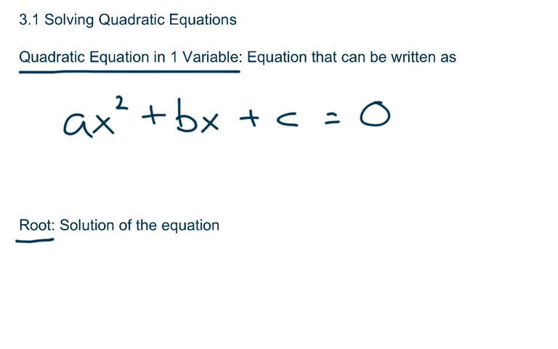For the majority of the chapter, we're going to be working with a quadratic equation in one variable. That's an equation that can be written as ax squared plus bx plus c equals 0. And the key here is it's got to be equal to 0. The answers that we're going to be looking for are called roots, which is just a solution of the equation.